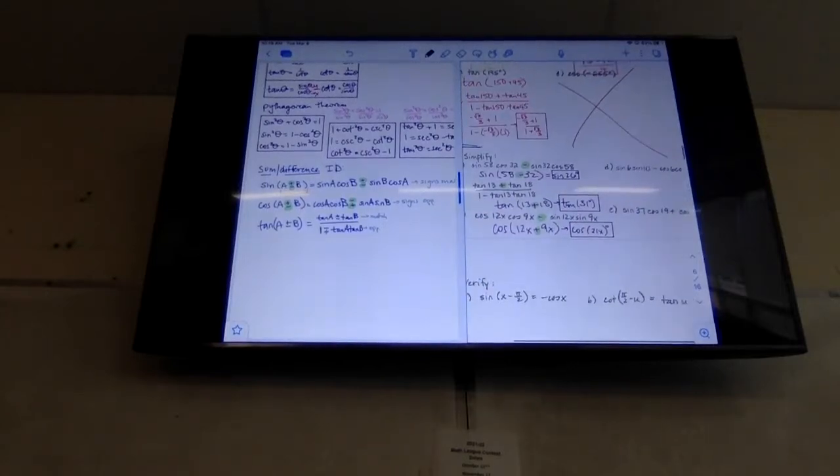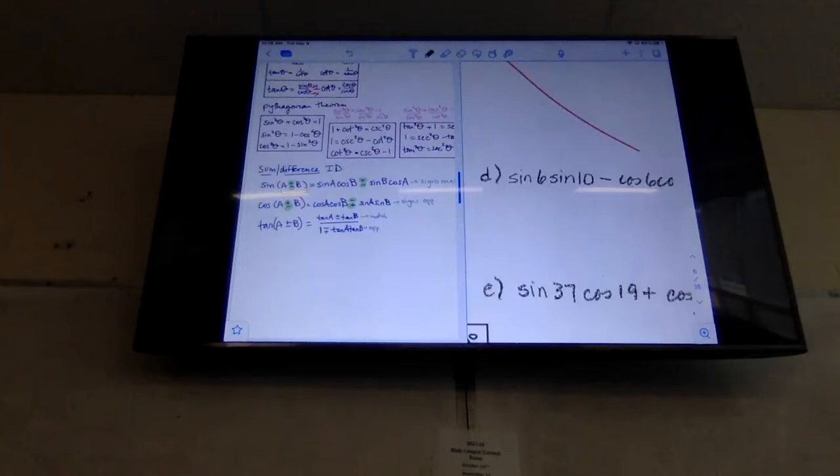Okay. Letters D and E got cut off a little bit, so I'm going to have to rewrite them for you. So D should say sine of 6, sine of 10, minus cosine of 6, cosine of 10.